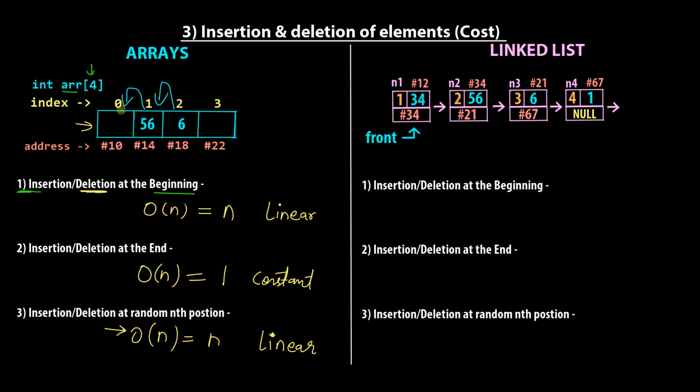So that's why 56 will be shifted one position back, then 6 will be shifted one position back, and if you have n elements in the array, n hops will be required, and that's why again the O of n for deletion also is linear, that is n.